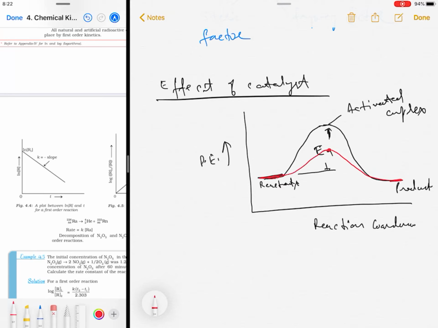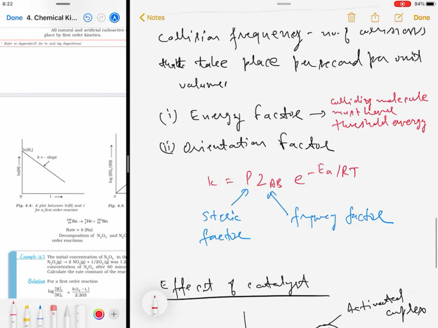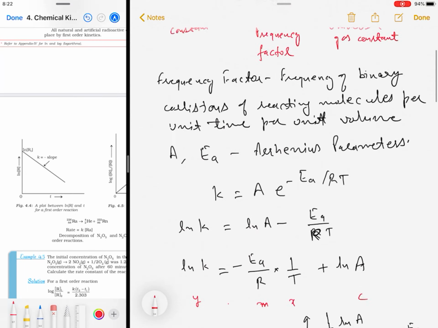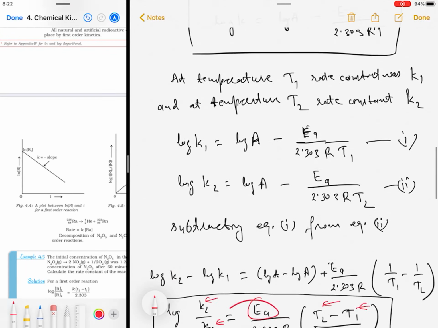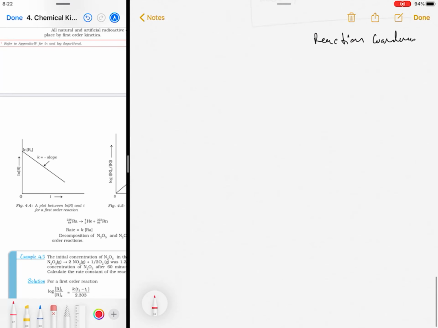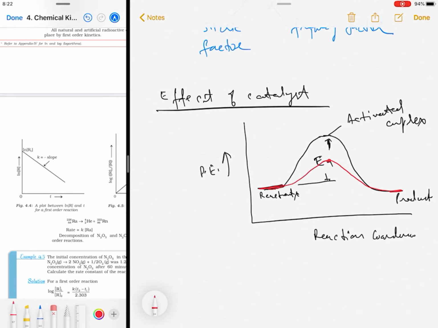So this was the topic in which we have studied the effect of temperature on the rate of reaction, then collision theory, and effect of catalyst. In the next lesson we will do some numerical problems based on this chapter, chemical kinetics.